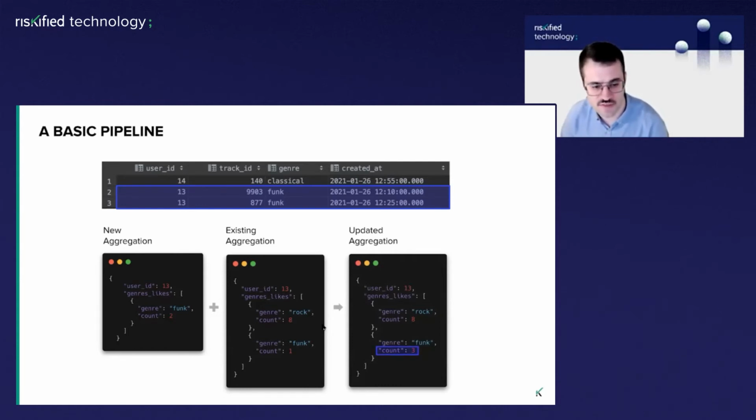So in that case, we increment the count of the func genre count likes from 2 to 3. Sorry, previously we had 1, and now we've arrived at 2 new likes for func, so now we have 3. So that kind of mentality allows us to continuously update our aggregations.